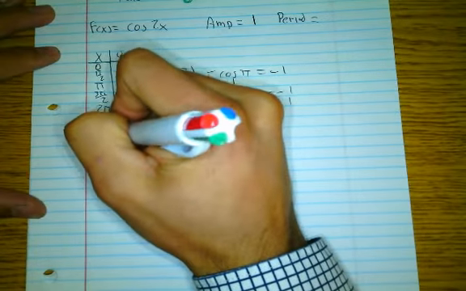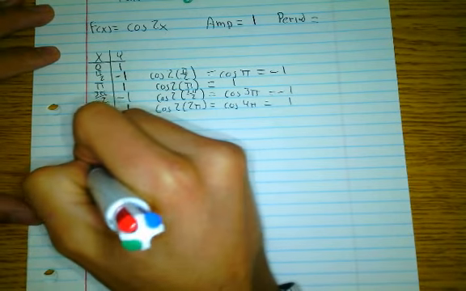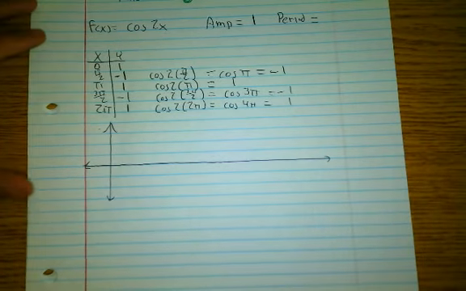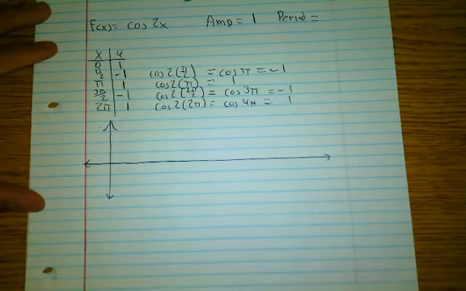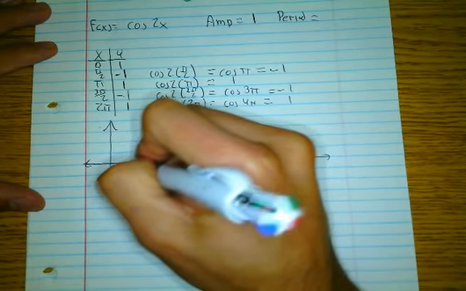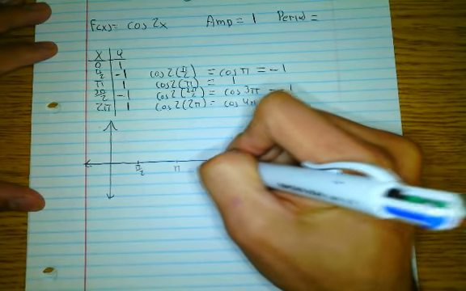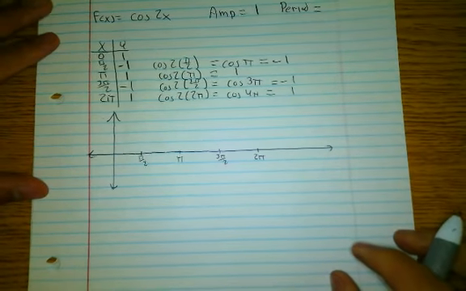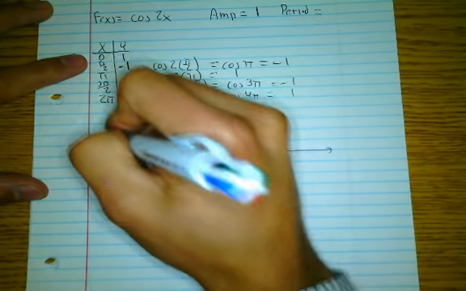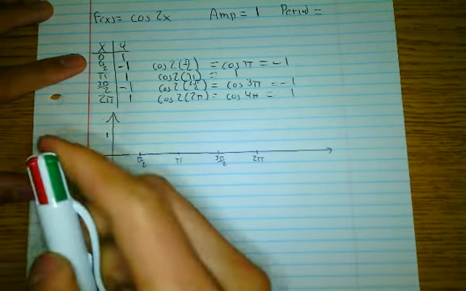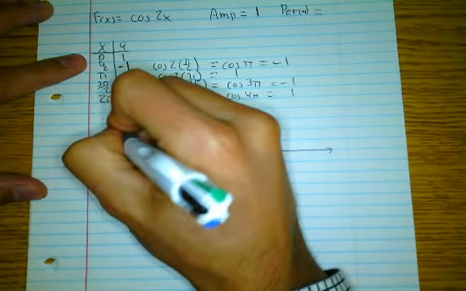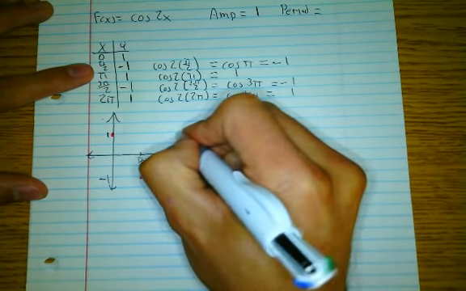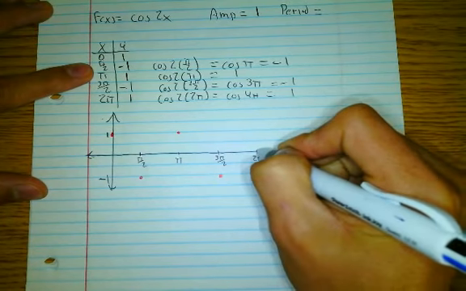Alright, so this time I'm going to go ahead and label it. So pi over 2, pi, 3 pi over 2, 2 pi. And I'm going to plot the points. So I'm going to say this is 1 and this is -1. 0, 1. Pi over 2, -1. Pi, 1. 3 pi over 2, -1. 2 pi, 1. And at this point you're like, well, unless you really know your parent function, you might be a little puzzled. Like, wait, how is this going to look?